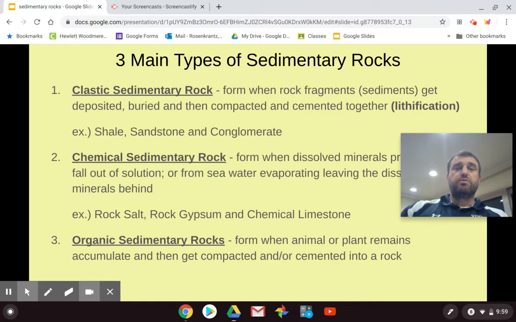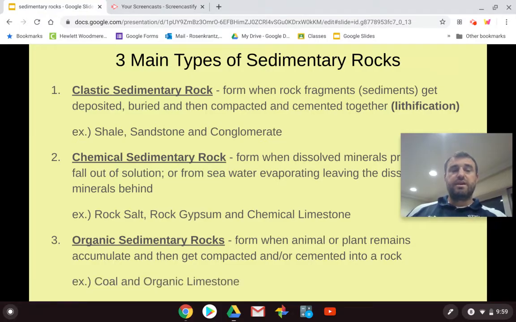The last major rock group that make up sedimentary rocks are organically formed. Well, organic means from a living thing. So if you have a lot of crushed up seashells and they get compacted and cemented together, then they will form what's called organic limestone. Or you can have lots of plant remains that are pressed together, and that's what we refer to as coal. So coal and organic limestone are the two major kinds of organically formed sedimentary rocks.